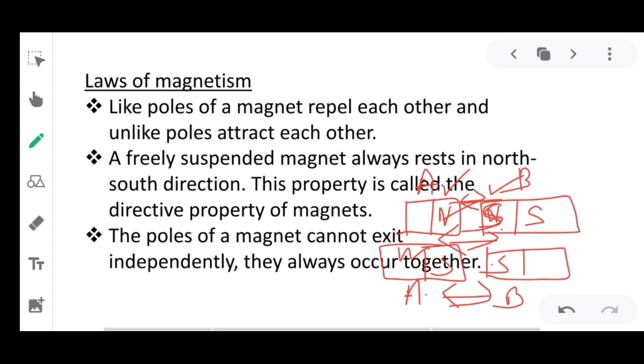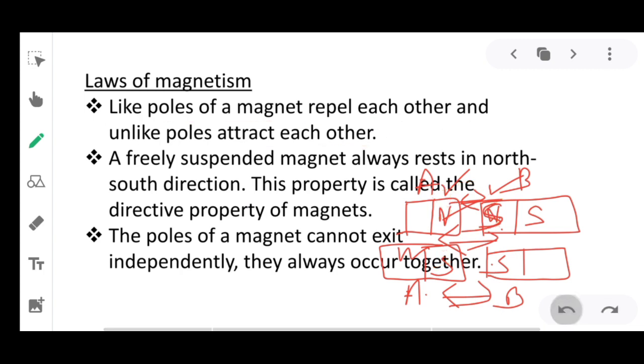That means like poles of a magnet repel each other. If you keep the north pole of a magnet near the north pole of another magnet, and the south pole of a magnet near the south pole of another magnet, they repel each other. That means like poles repel each other, and unlike poles attract each other. That means if you keep the north pole of a magnet near the south pole of another magnet, they will attract each other.